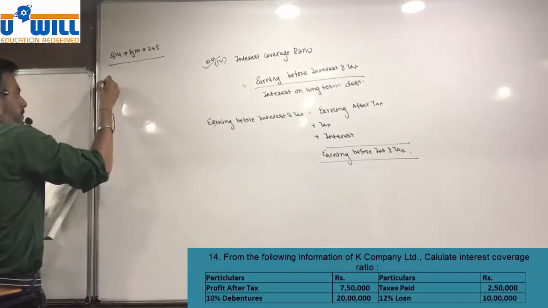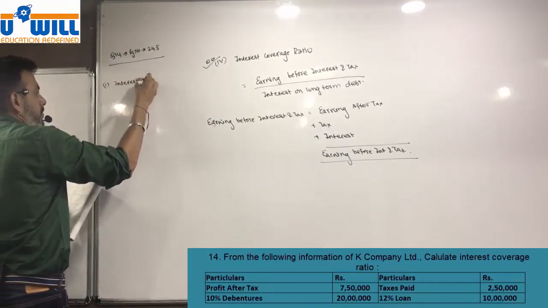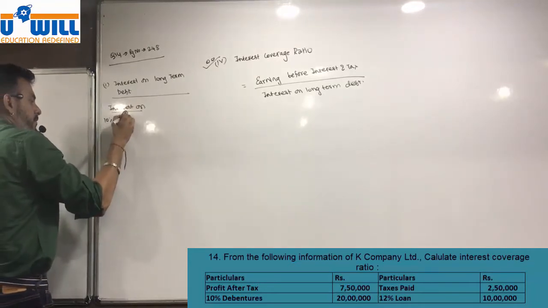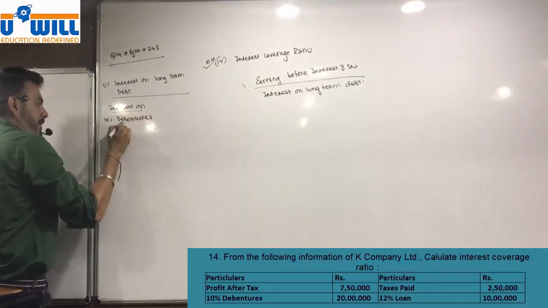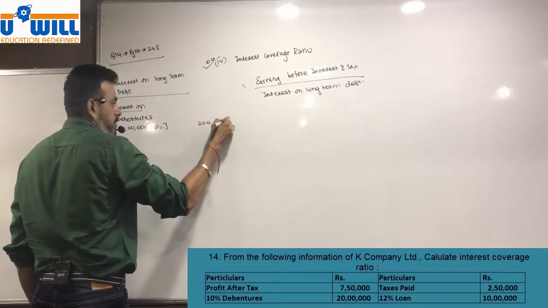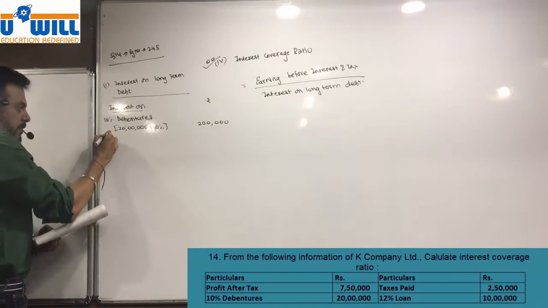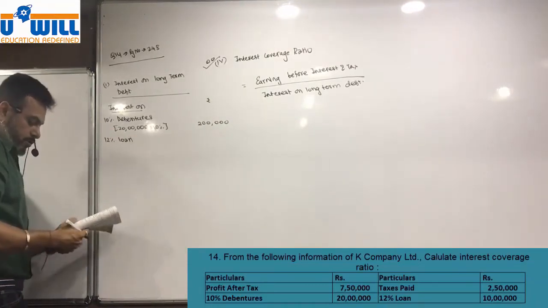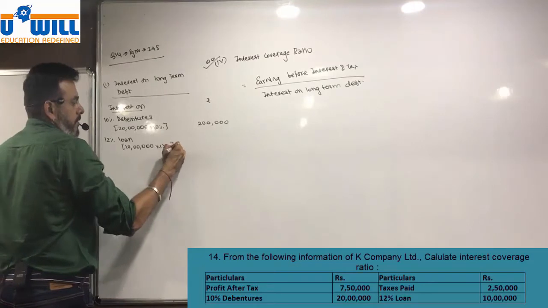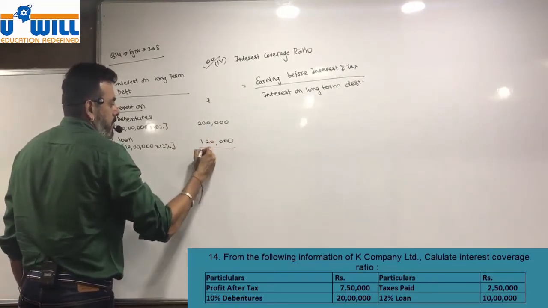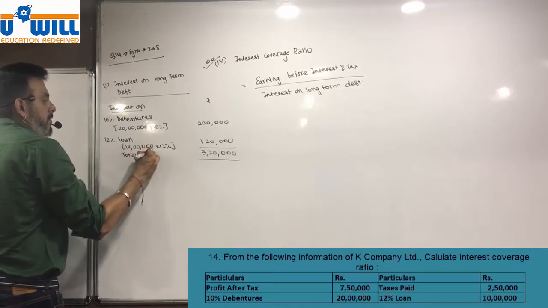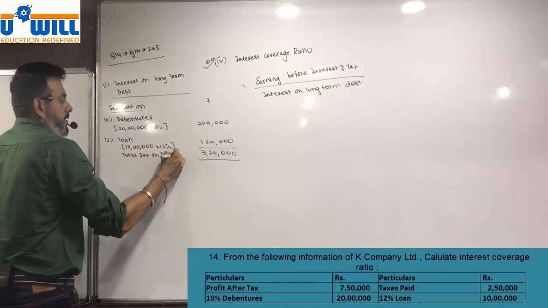First, interest on long term debt. Interest on 10% debenture, 20 lakh into 10%, 2 lakh, and 12% loan, we assume it's a long term loan, 10 lakh into 12%, 1,20,000. Total 3,20,000, interest on debt.